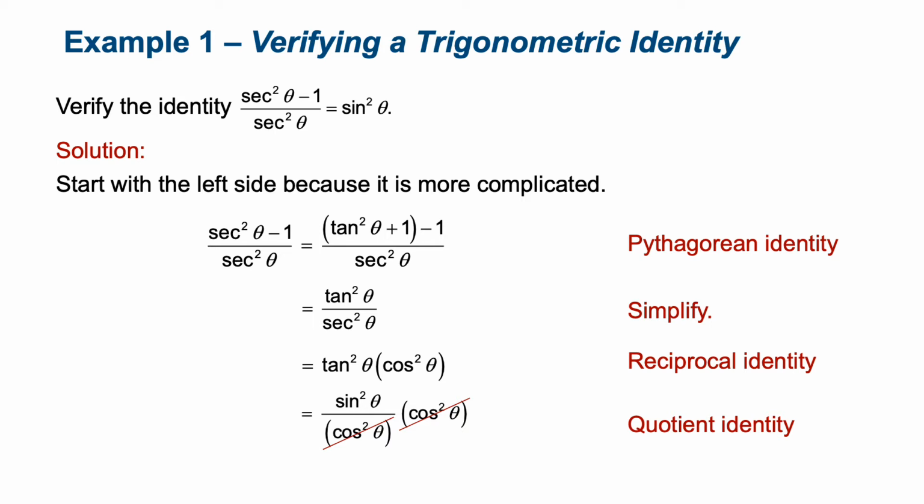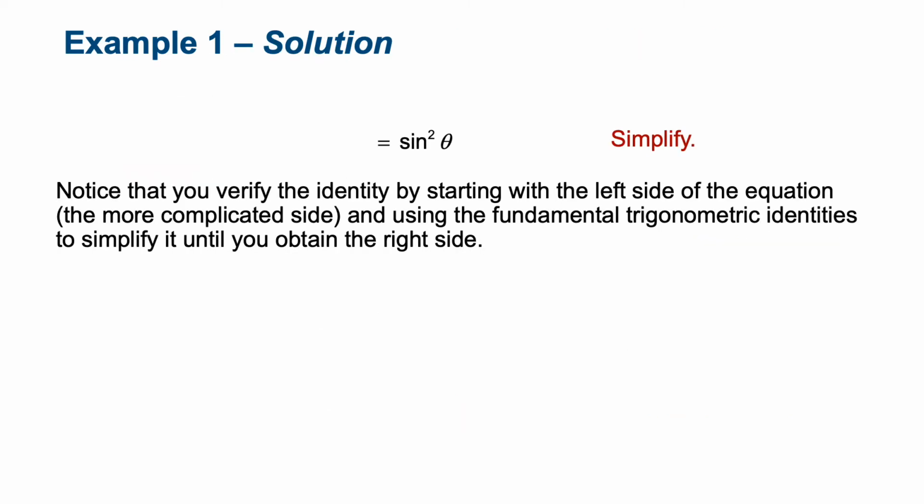In the next step, I rewrite 1 over secant squared as cosine squared, because secant squared was in the denominator. Then I can rewrite tangent squared as sine squared over cosine squared, that's the quotient identity. Notice what happens to the cosine squareds. They cancel out, and that leaves me with what I wanted, which is sine squared. So I verified it. How did I verify it? I started with the left side, and I used the trig identities to simplify until I got exactly what was on the right side.